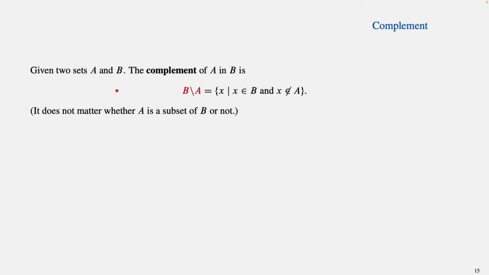Now, given two sets A and B, we can form the complement of A in B. So this corresponds logically to the negation. This is written like this, B backslash A, and consists of those elements that are contained in B, but at the same time are not contained in A. For this notation, it does not matter whether A is a subset of B or not.